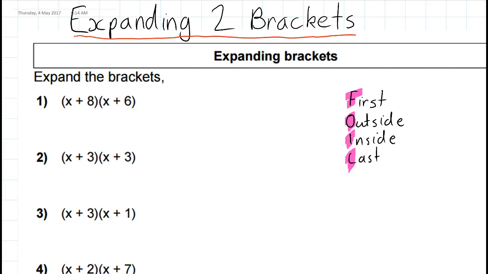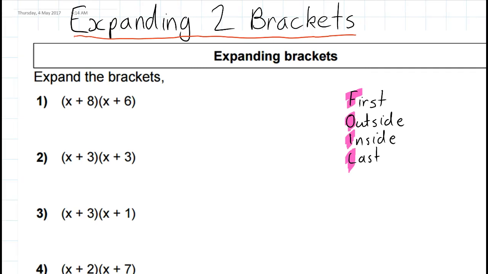Okay, so we've expanded one set of brackets, now we're moving on to when there's two sets. When you see two sets of brackets, you've got to times everything in one bracket by everything in the other. So all the stuff in the first bracket needs to be times with all the stuff in the second bracket. To remember that, some people like to draw arrows, some people like to use this acronym: first, outside, inside, last. And this time I'm going to use both just to show you how they work.